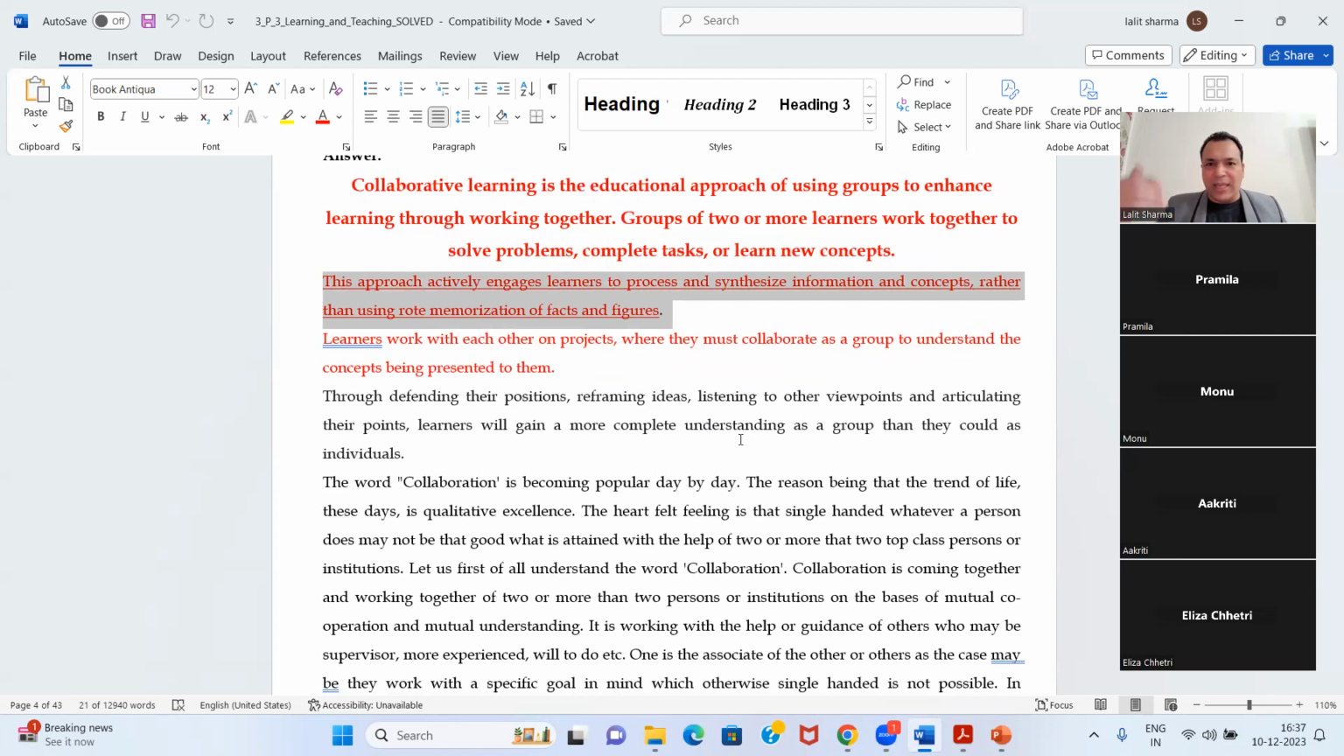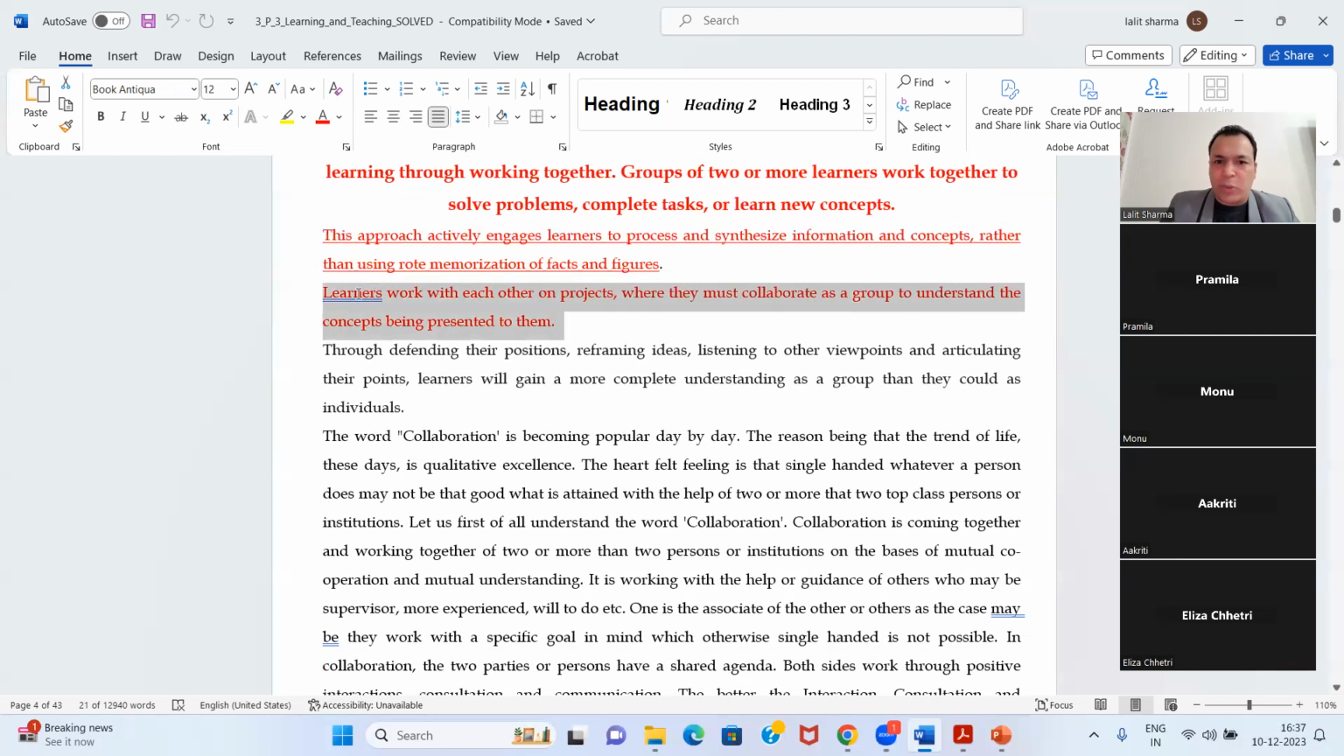In today's class, it is a recorded session, but before the recorded session, I was asking you the name of the paper, right? So this is the meaning of teaching. This is the duty of the teacher: always engage the students in any of the activities, right? So learners work with each other on projects where they must collaborate as a group to understand the concept being presented to them. So I think you have come to know collaborative learning.